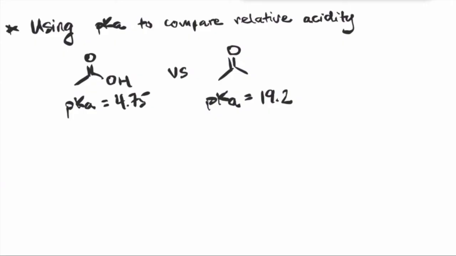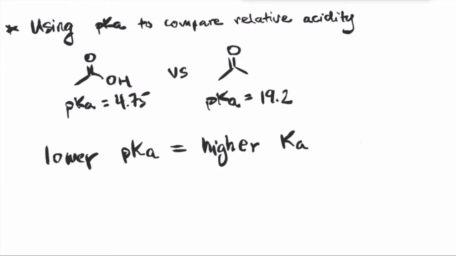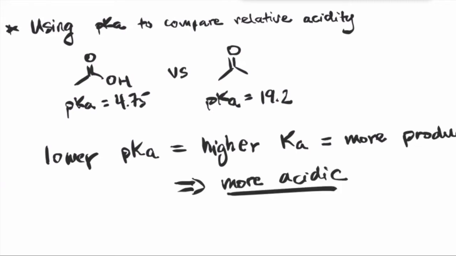So now that we have this value called the pKa, let's see how we can use them. The first thing we can use the pKa values for is to compare the relative acidity between two acids. For example, if you were given these two molecules and their pKa's, you should be able to determine which one is the more acidic molecule. As we said before, the lower your pKa translates to a higher Ka, which means more products, which ultimately means that you are more acidic. And so in this case, the first molecule here with the pKa of 4.75 would be the more acidic molecule.